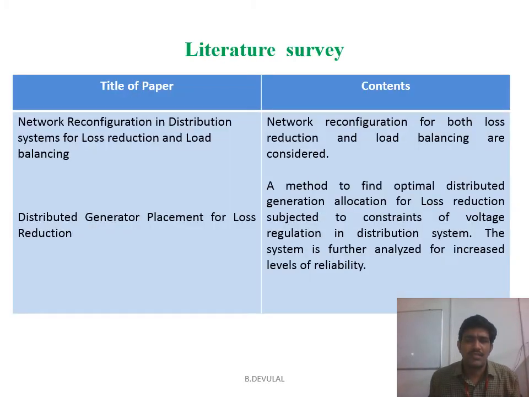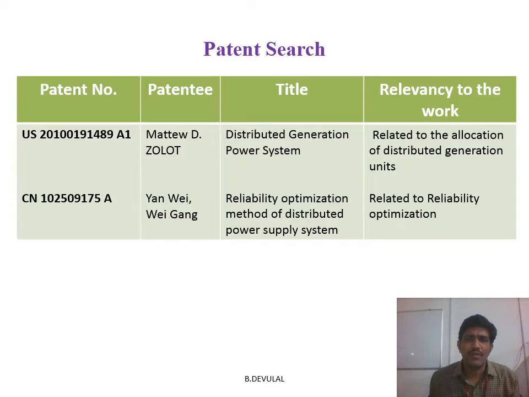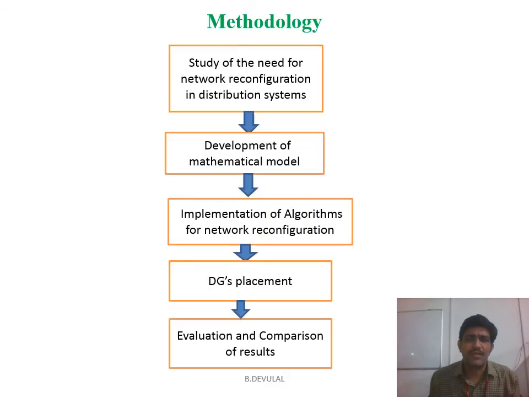These are the literature surveys, and these are the patents. The methodology is to study the need for network reconfiguration in the distribution system. Next, development of a methodological model and implementing an algorithm for network reconfiguration and placing of DGs, and evaluation and comparison of the results.